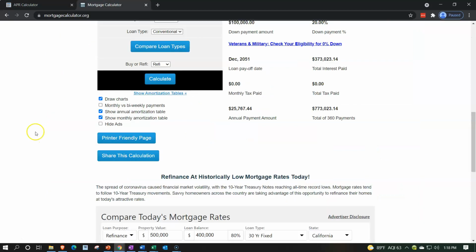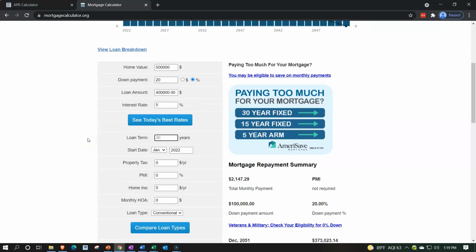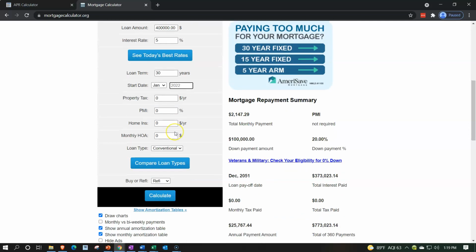Here's just another one, just so you can get another look at it. This one, we put the home amount in, 500,000. I'm saying 20% down. So that means the loan amount would be the 400,000. We've got the rate at 5%. It's 30 years, so we're looking at a 30-year loan. I'm saying it's going to start in January 2022, and nothing in these items at this point. We might talk more about them later.